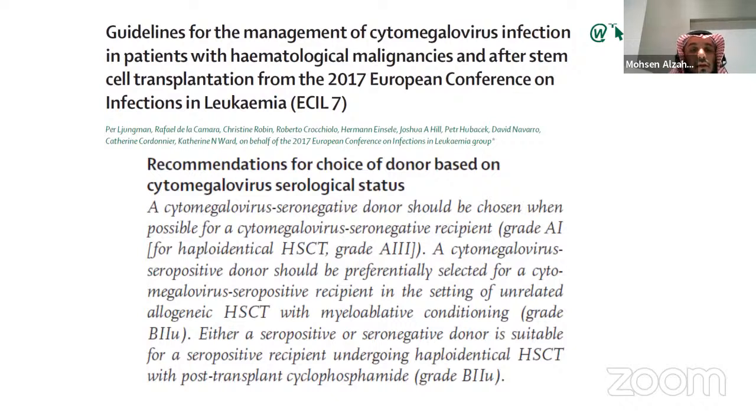The second recommendation regards the choice of donor based on cytomegalovirus serological status. A CMV seronegative donor should be chosen when possible for a CMV seronegative recipient. A CMV seropositive donor should be preferentially selected for a CMV seropositive recipient in the setting of unrelated transplant with myeloablative conditioning. In case of a matched related donor or a haploidentical donor, a seropositive or seronegative donor is suitable for a seropositive recipient undergoing haploidentical transplant with post-transplant cyclophosphamide.